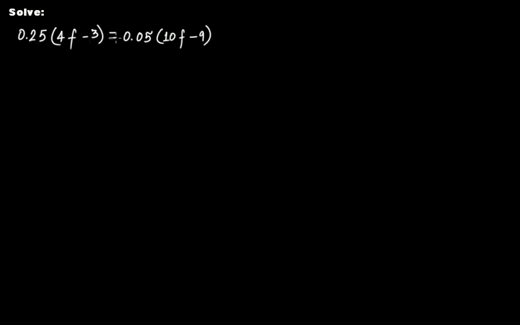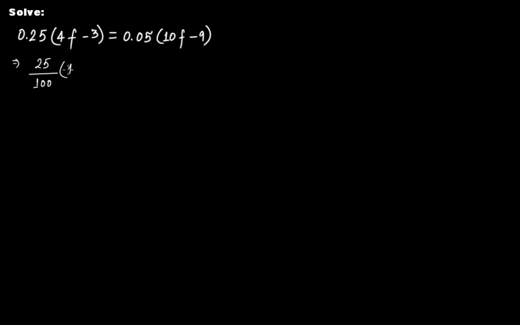0.25(4f minus 3) is equal to 0.05(10f minus 9). Now one way is to straight multiply this decimal number with this 4f and so on and so forth here also. But in that case, you'll have to add and subtract in terms of decimal numbers. It takes a lot of time and energy. The easier way is what? This is 0.25. I can write it as 25 divided by how many digits do we have after the decimal point? 2. So simply write 100 here, right?